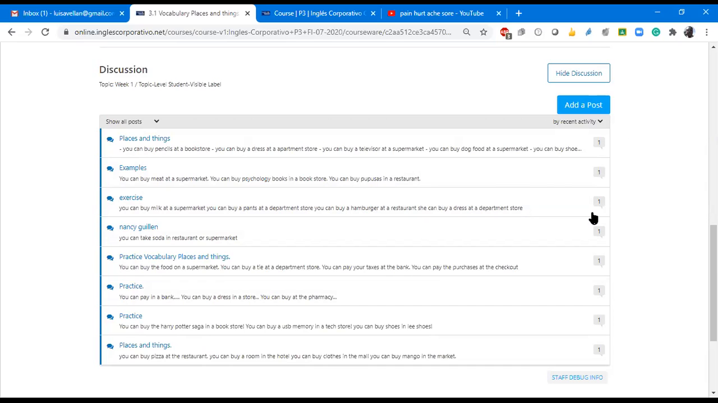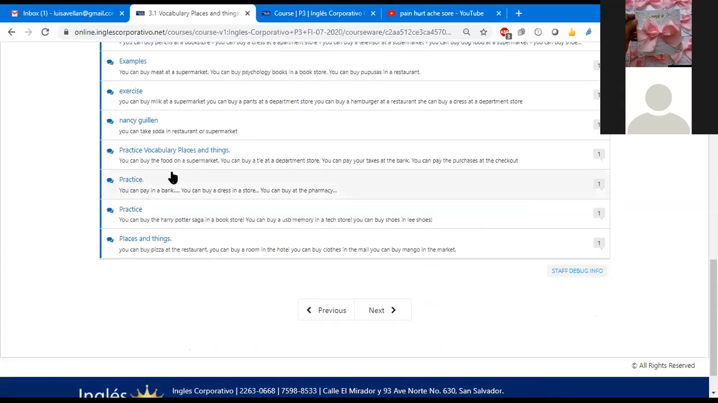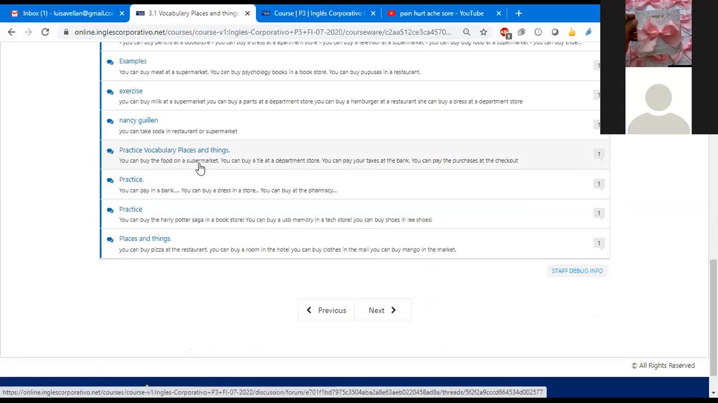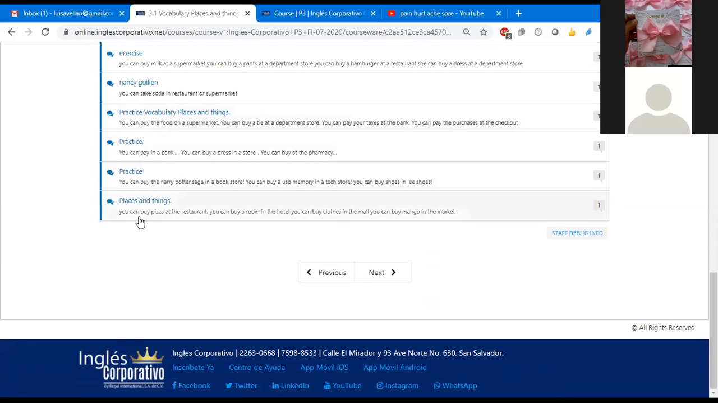You can buy pupusas at the Sandrita. Okay, that was the one. And then you can take Sandrita. Yes. You can take soda in a restaurant. You can buy the food at the supermarket. You can buy a tie at the department store. You can pay your taxes at the bank. You can pay the purchase at the checkout. And here you have all these activities that you can do.